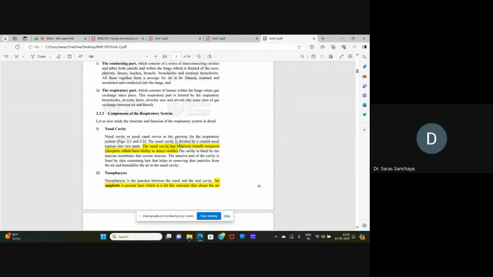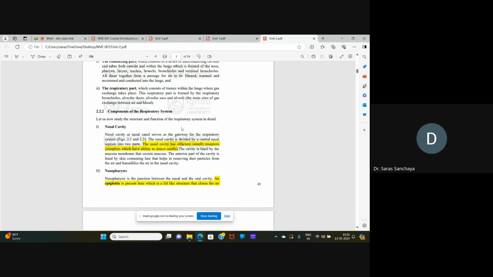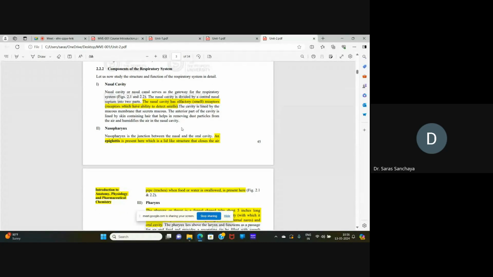So first we will come to the nasal cavity. The nasal cavity has olfactory or smell receptors which help in detecting smells, and it is the entry point of air into the nose. Nasopharynx is the junction between the nasal and oral cavity.